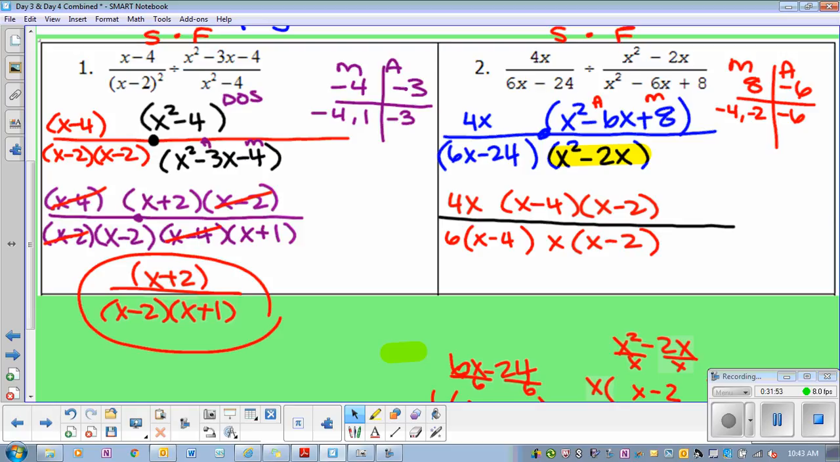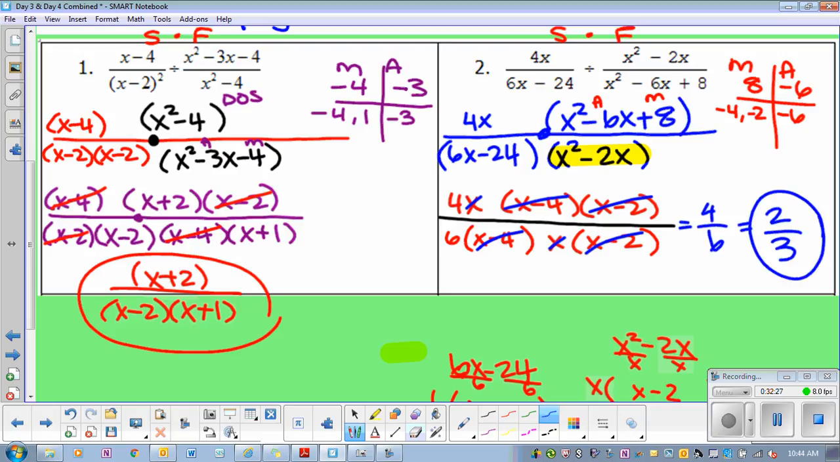So now that I'm done factoring, this is always the fun part, the canceling out. What can I cancel out? x minus 4s. What else? x minus 2s. What else? Huh? x. Wow, so what's left over? So 4 over 6, which, can you simplify that further? Good. 2 over 3. So 2/3 is your final simplified answer.